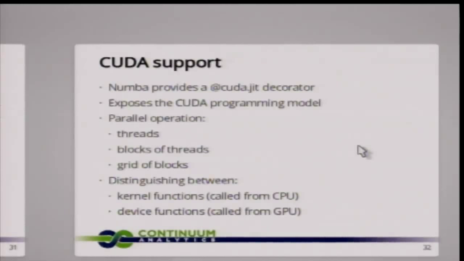And besides that, there are two types of functions. There are kernel functions, which are called from a CPU, actually. A kernel function is not able to return a value. You pass it some input arrays and some output arrays, which are marshaled automatically by Numba to the GPU, and you write the results in the array from the GPU. And there are device functions, which are really sub functions, and they are called from the GPU to the GPU. So these ones can return values.